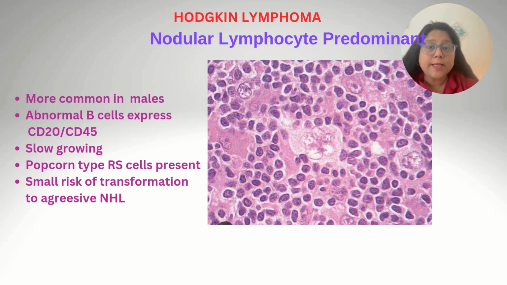The non-classic type of Hodgkin's lymphoma, also known as nodular lymphocyte predominant type of Hodgkin's lymphoma, is more common in males. In this, the abnormal B cells, instead of expressing CD15 or CD30, express CD20 and CD45. These are slow growing, and in this, popcorn type of Reed-Sternberg cells are present, and there is small risk of transformation to aggressive form of non-Hodgkin's lymphoma. Mind you, in this popcorn type of cells are present.